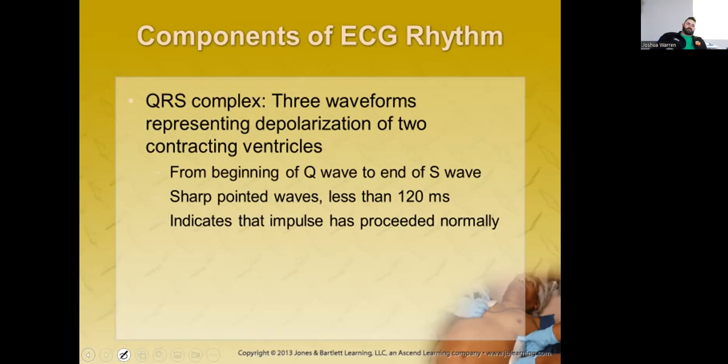So the QRS is from the beginning of the Q wave, creates 2 sharp pointed waves, and indicates the pulse has proceeded normally. But again, how can I really know that for sure if I'm not checking a mechanical pulse behind it? Within the first 30 seconds of meeting a patient, you should have already had your hands on them and had a pulse check done. What if they're conscious and talking to you? Within 30 seconds, still put your hands on them. Feel their pulse. Is it bounding? Is it thready? Its normalness, its regularity.